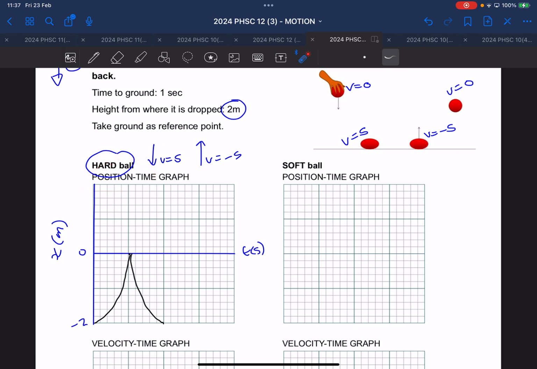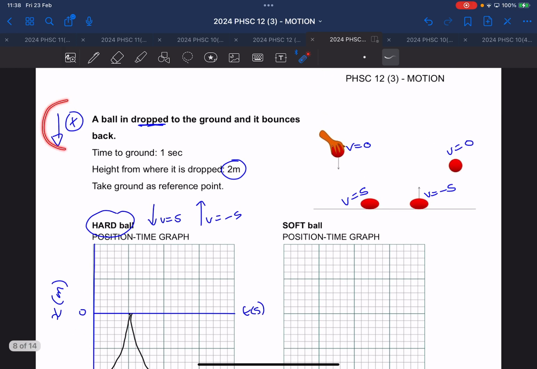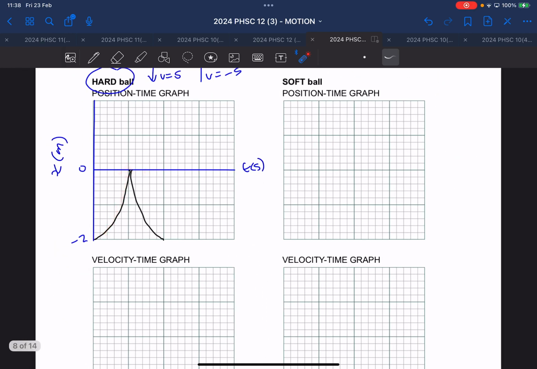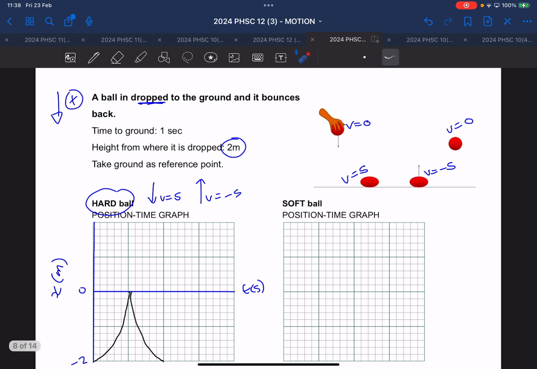Okay, so let's just check again. They said ground as reference point. So ground was me as 0. We chose down to be positive. So if it goes down, it means it goes in the positive direction in our graph. Yes. Okay, so let's do it from the ground.